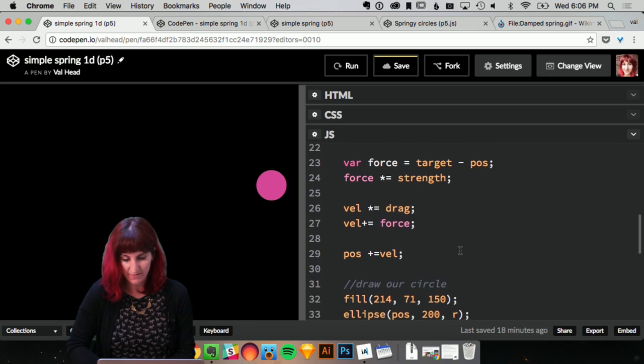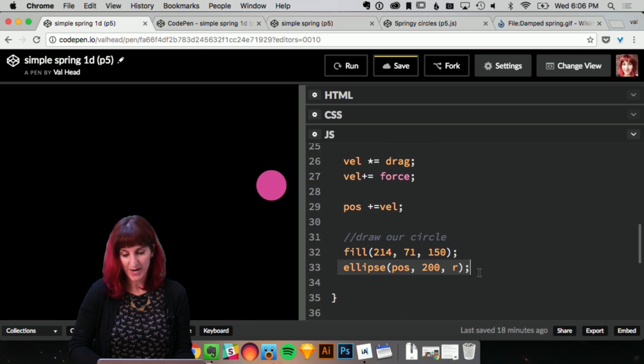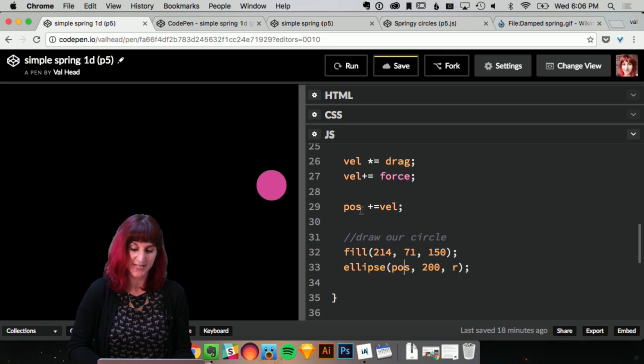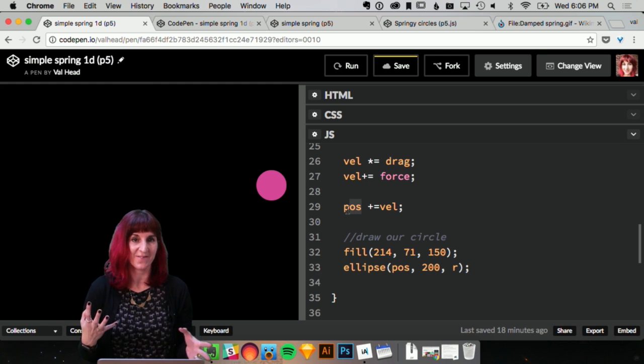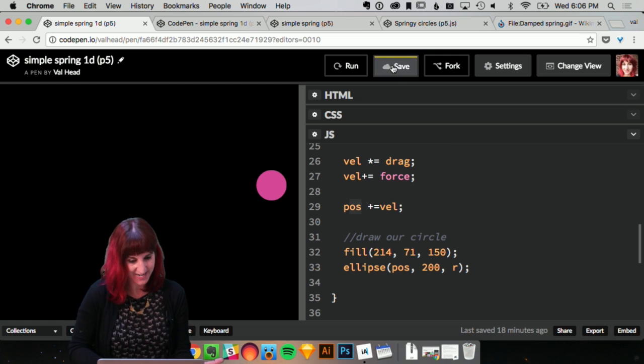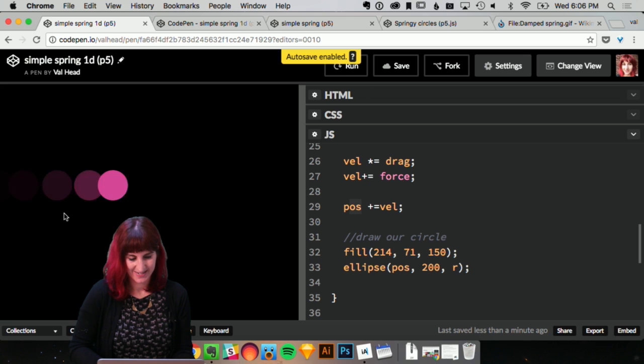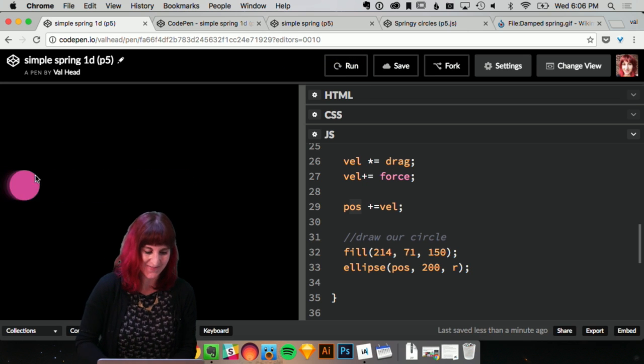So then once we have that, in our draw loop, we're also drawing our circle, like we saw before, and we're drawing it at the position, which is the thing we did all that fake physics math for, drawing it right there and at 200 pixels. So if we save this and run it, assuming I did everything right, run. Now we have a little bit of spring to our ball.